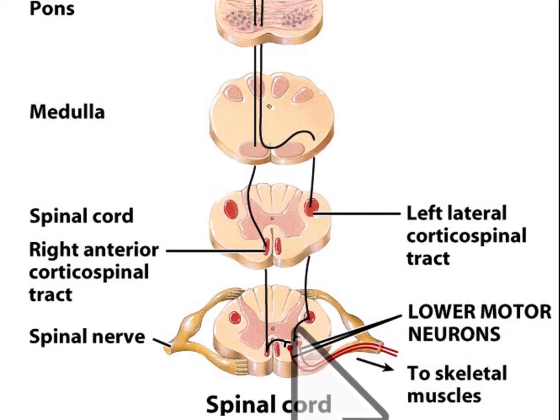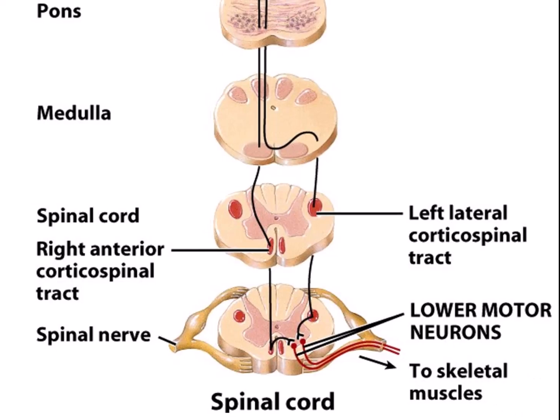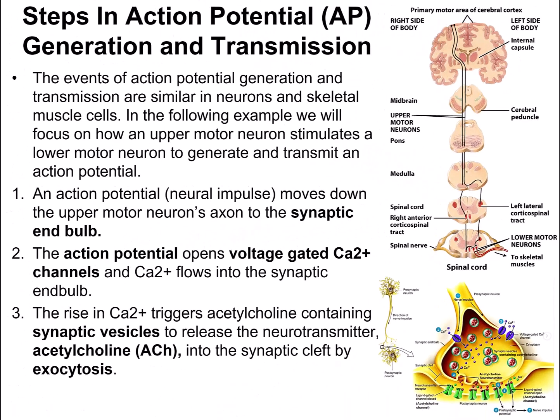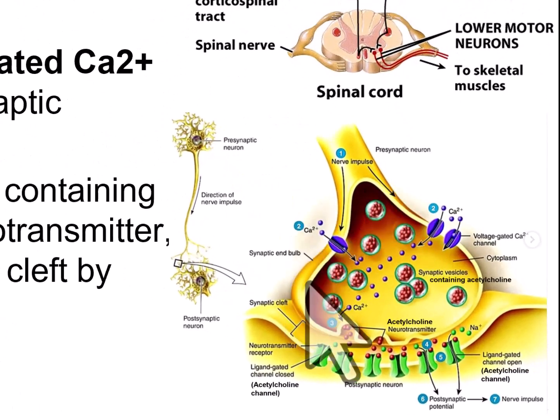So I'm going to focus just right here, where the axon terminal, synaptic end bulb, synapses with the lower motor neuron cell body. And we're going to look at the generation of action potentials here, and then their transmission will be along the axon. In step 1, an action potential or neural impulse moves down the upper motor neuron's axon to the synaptic end bulb. And this synaptic end bulb has been enlarged. That's what you'd see here.